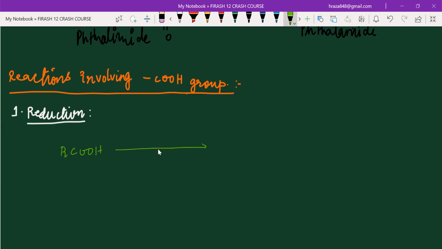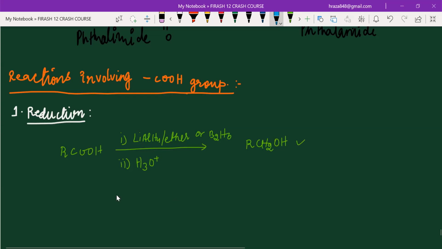If you are going to use a strong reducing agent like lithium aluminum hydride, LiAlH4, ether, or either you can use diborane, which is B2H6, and followed by hydrolysis in the presence of acid, H3O positive. So you can see this part will be directly converted into RCH2OH alcohol. So it's very easy. The reaction is very easy.